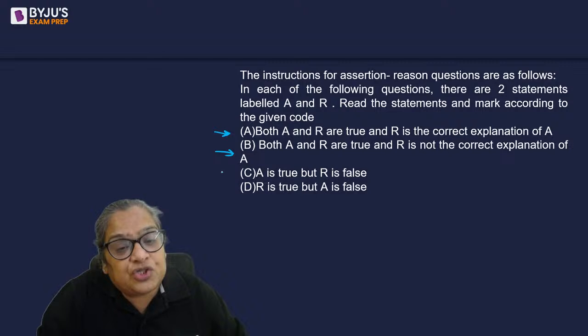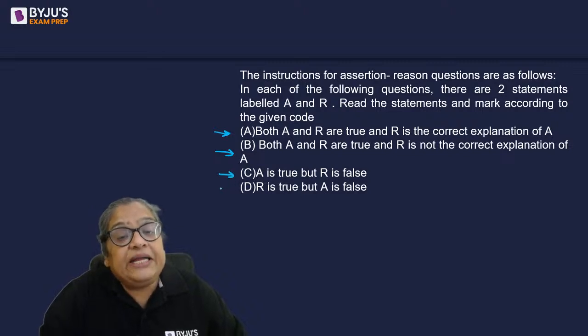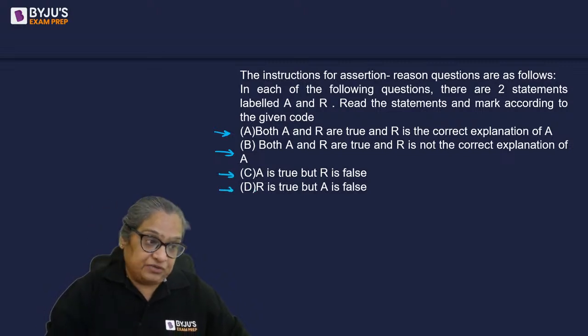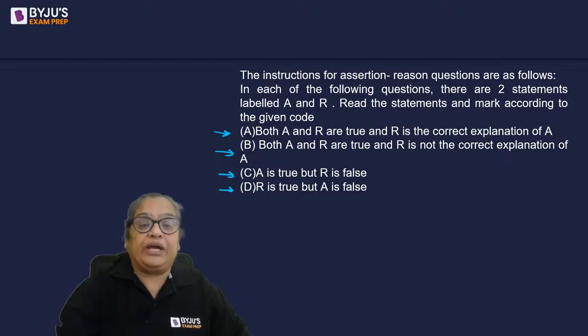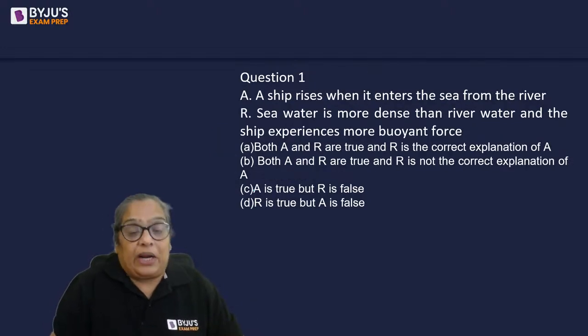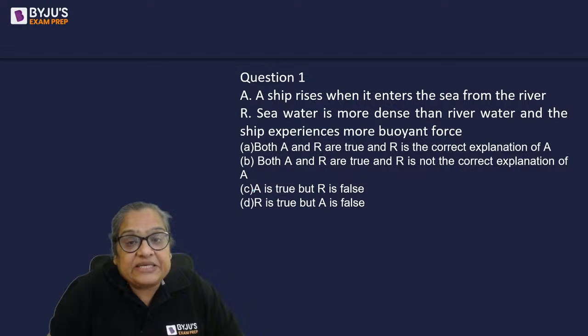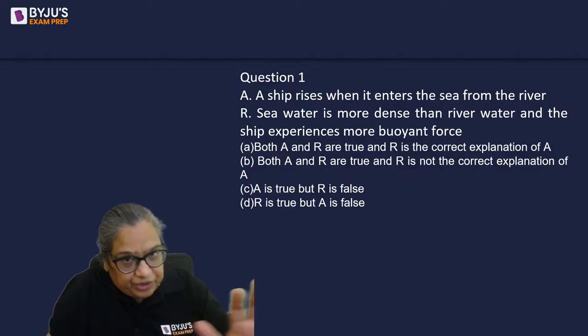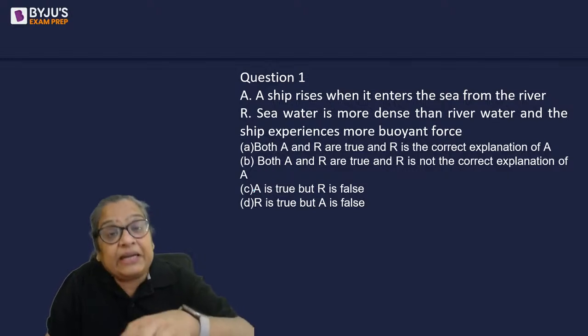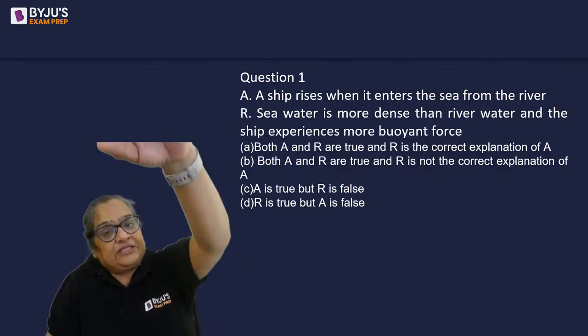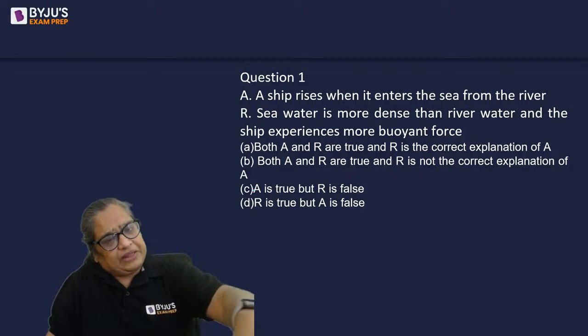C, if A is true but R is false. D, if R is true but A is false. Okay, let's start. Question 1. A ship rises when it enters the sea from the river. So you have a ship going on a river, and the moment it enters the ocean, does it rise, does it sink, or does it remain the same?